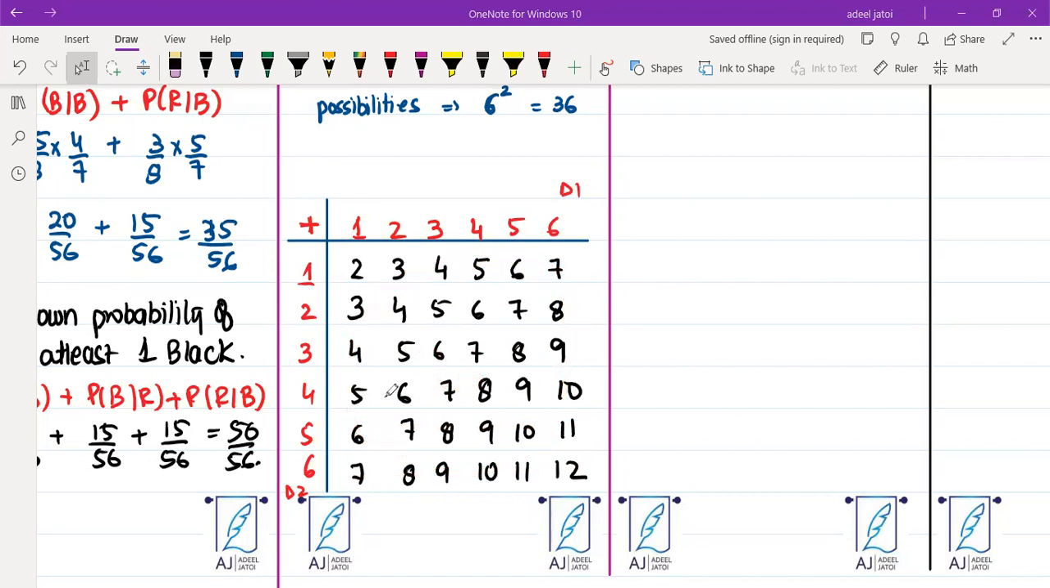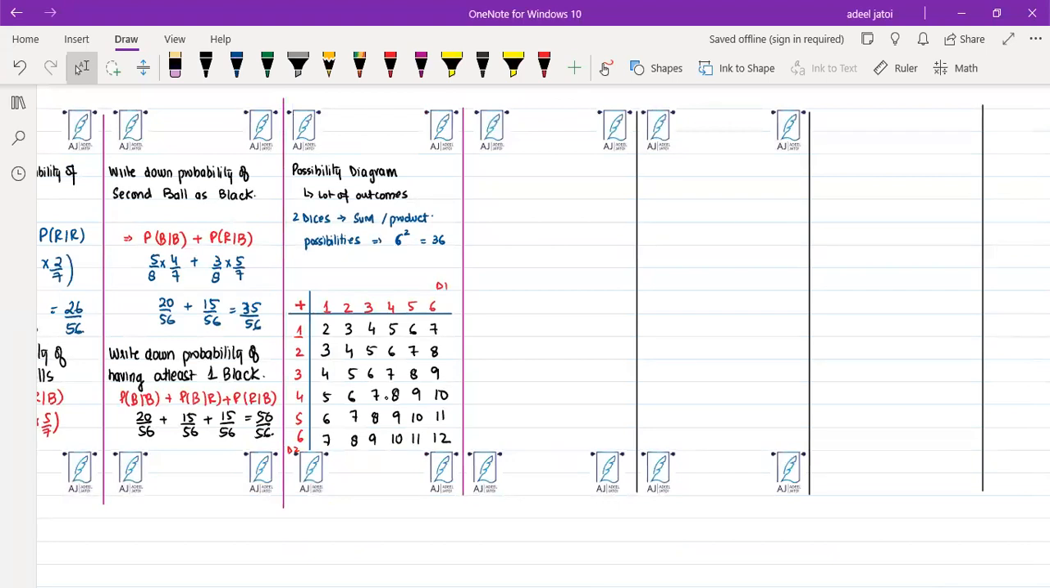So if I say I need the probability of a sum equal to 2, when 2 numbers are added, you have only one sum that is equal to 2. All the other numbers are greater than 2. So I can easily write down my probability as 1 out of 36.